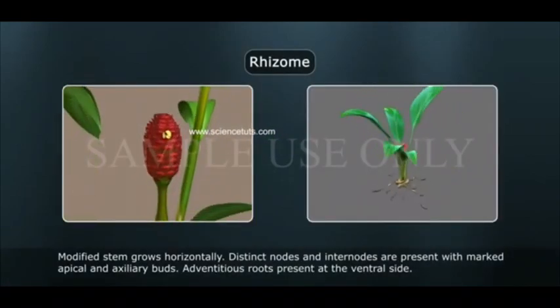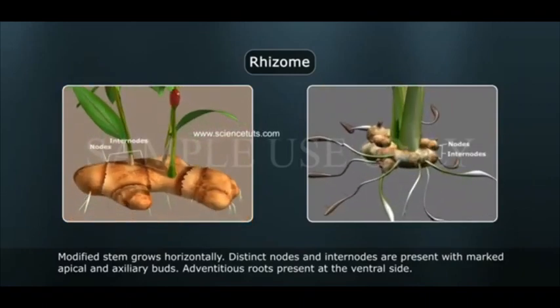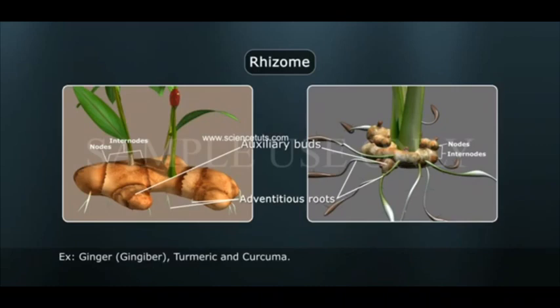Rhizome. Modified stem grows horizontally. Distinct nodes and internodes are present with marked apical and axillary buds. Adventitious roots are present at the ventral side. Example: ginger, Zingiber, turmeric, and Curcuma.